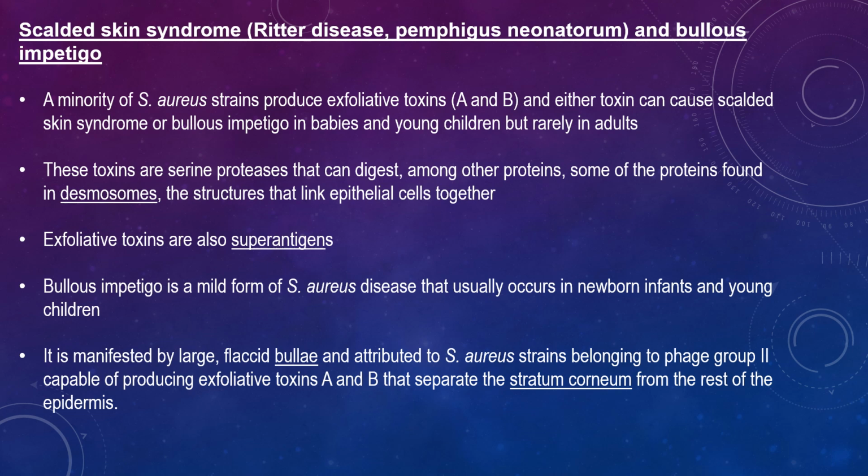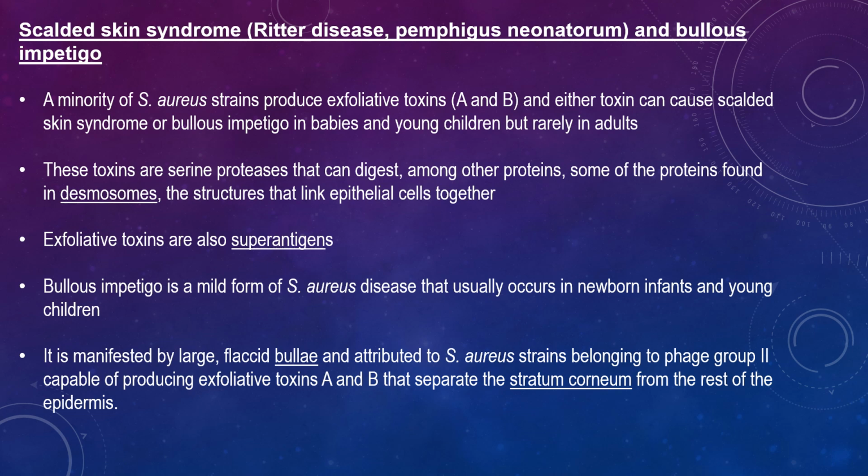This form of disease can occur in epidemic form in nurseries, where it is known as pemphigus neonatorum or Ritter's disease. Fever and other systemic symptoms are usually absent in the more localized form of disease, but are present in patients with the staphylococcal scalded skin syndrome. The localized bullous impetigo is self-limited due to the formation of neutralizing antitoxin antibodies, and this is also usually the case for staphylococcal scalded skin syndrome.